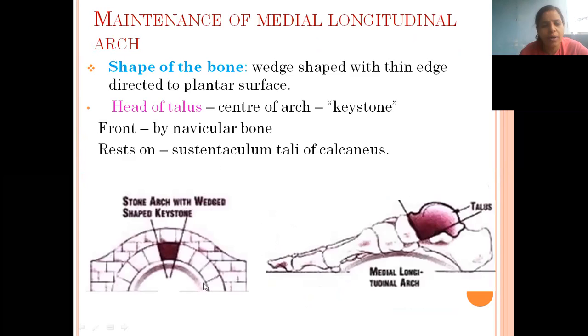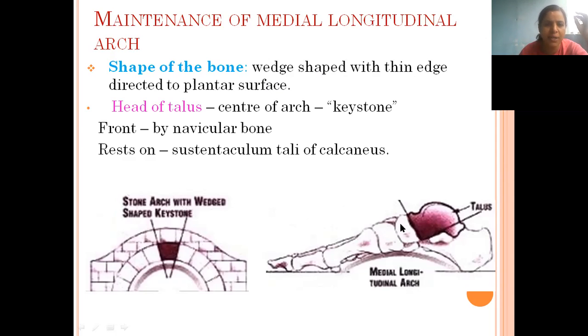Okay, now let us see first, this is our medial arch. When you see the shape of the bone, what is the name of this bone? I said calcaneus. Is it resting on the ground? No, it is just directed upwards, isn't it? So you can see talus, and even this is also not flat. No bone of the arch, whether you view from the medial side or lateral side, is flat. So the shape of the bone is wedge shaped with the thin edge directed to the plantar surface. Plantar is the one which is resting on the ground, called the plantar surface.